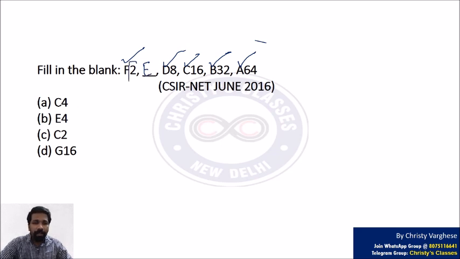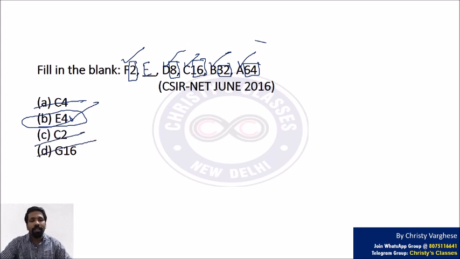Even if the number part is there, you don't have to analyze the number part if you look at the answer options carefully. Because there is only one answer option with E in it. That is why E4 is the answer. The other options do not have E in them. E should be there because A, B, C, D, E, F is the order that is kept here. So this is one of the simplest questions that came in the NET exam. That is why E4.